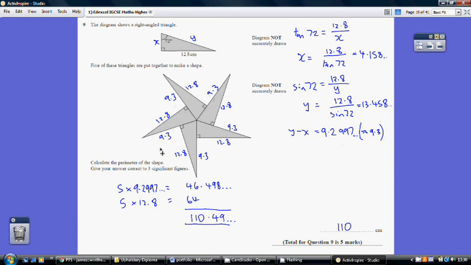So what's my total perimeter? I've got 5 of these 9.2997s and 5 of my 12.8s. When I add these together, I get 110.49 dot dot dot, which to 3 significant figures is 110. 111 was also allowed, because it was very easy to go over 110.5 if you weren't very accurate throughout. So if you've got 111 here, that was still allowed as a correct answer to 3 significant figures.